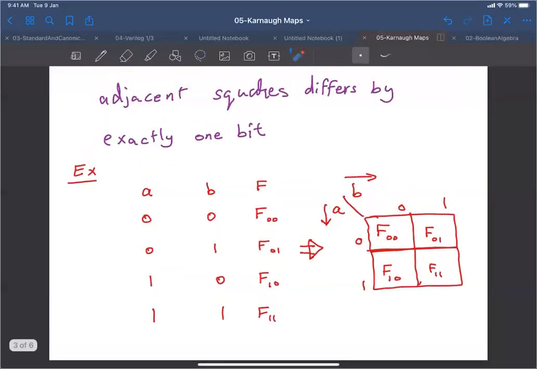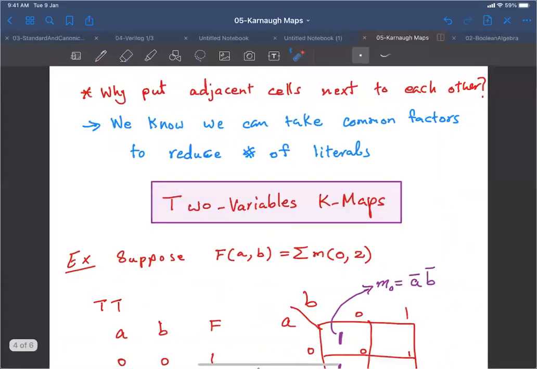So let's take a concrete example now and see why rearranging into adjacent cells helps us in minimizing Boolean functions. Okay.